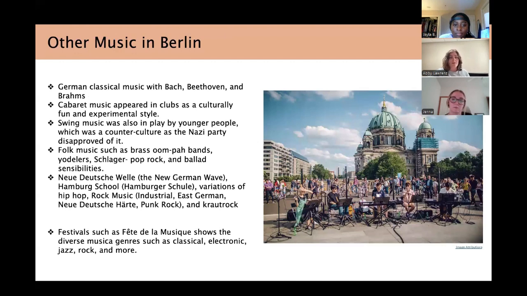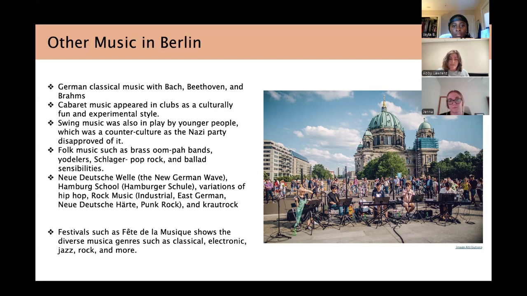So there's other music in Berlin besides just techno music. It started with classical music with famous musicians such as Bach and Beethoven. There's also Caribbean music, which was an experimental style, and then later on, swing music arose, which was another form of protest against the Nazi Party as they disapproved of it. And then folk music also arrived with oompa bands, yodelers, and other forms.